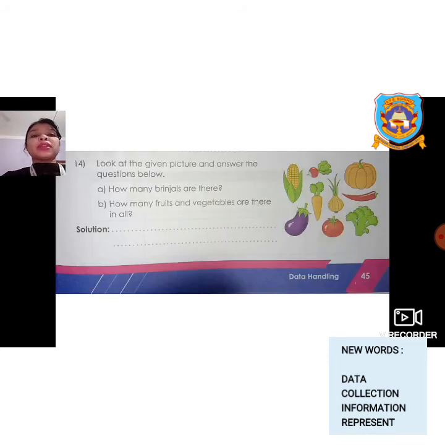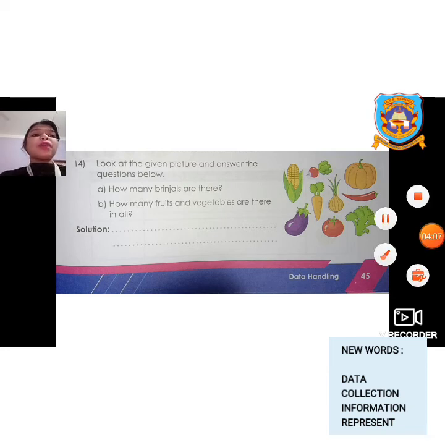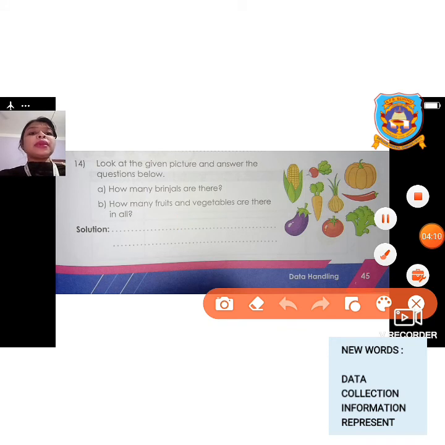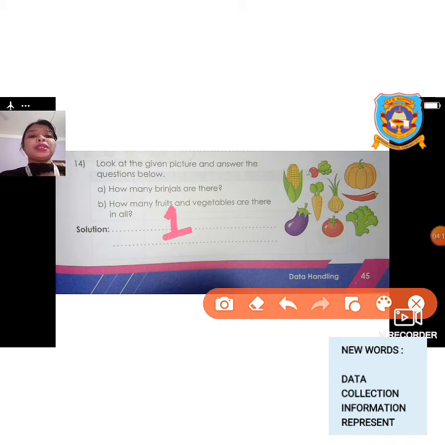Question number 14. Look at the given picture and answer the question below. How many brinjals are there? Okay, so it is a combination of fruits and vegetables because it has got corn, tomato, carrot, onion, pumpkin, brinjal. Okay, so how many brinjals are there? So it has got only one brinjal. Brinjal is purple in color, so it has got one brinjal.